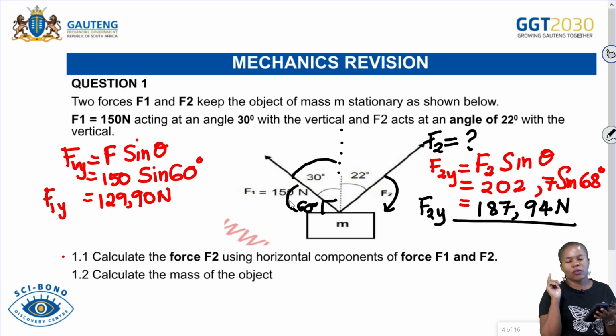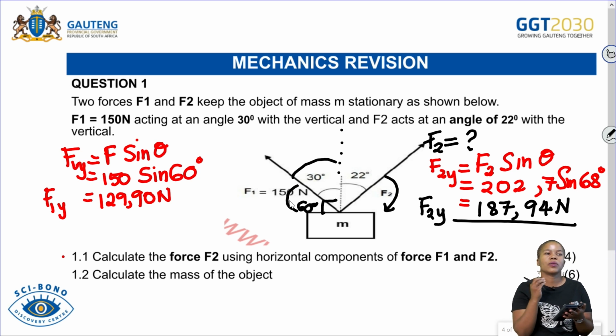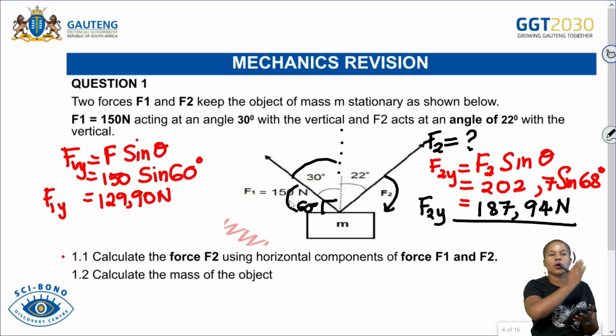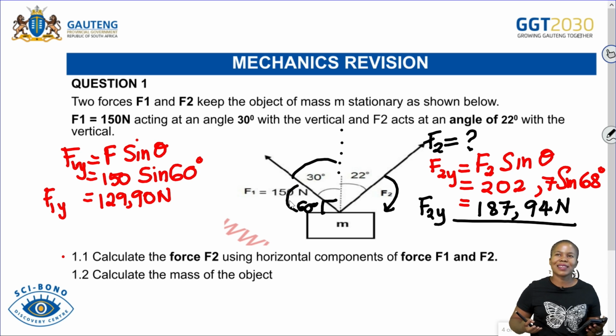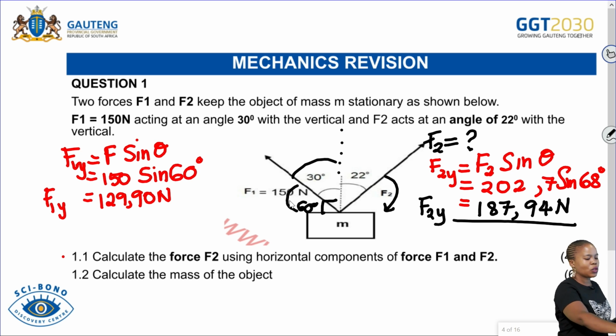So pretty much what we've just done is that we've calculated the vertical component of either of the two forces that are going up. Now we need to find the resultant force of the two. Because both of them are acting upwards, on the same direction, both of them are going to be positive. So now what do we do?